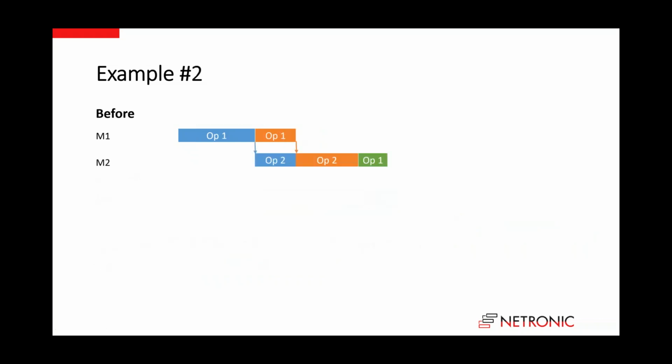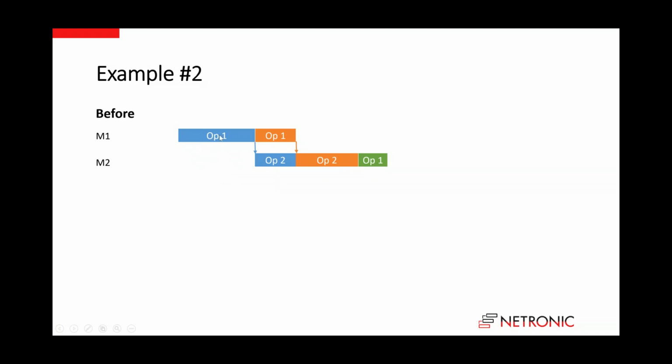So let's make this a little bit more complicated. Now again, we have two machines, machine 1 and machine 2, and we have three different production orders. We have the blue production order, the orange production order, and the green production order, with the blue production order having two operations, the orange one having two operations, and the green one only having one operation. And you see there's some dependency.